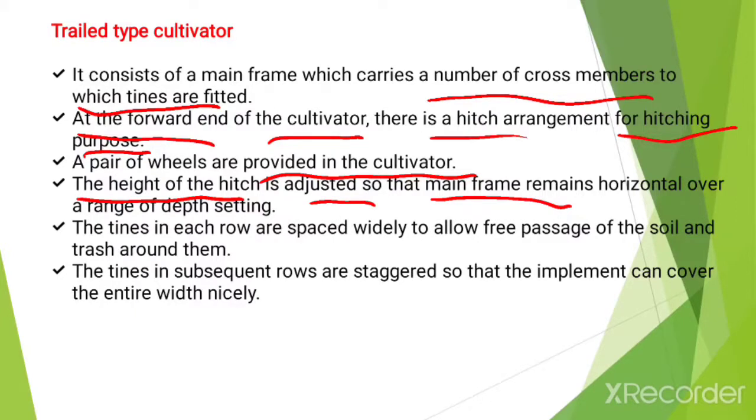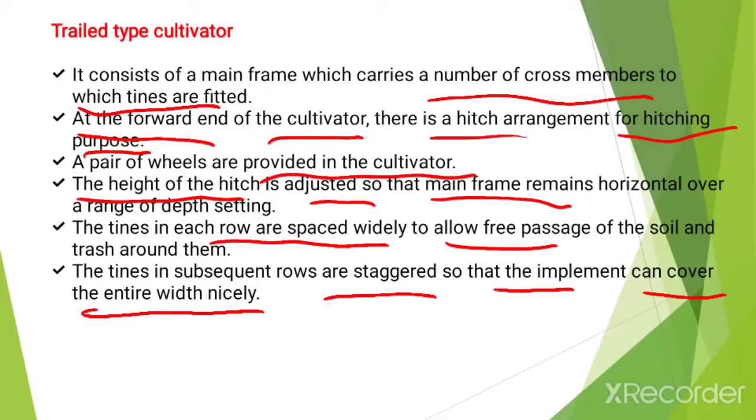The tines in each row are spaced widely to allow the free passage of the soil and trash around them. Then the tines in subsequent rows are staggered so that the implement can cover the entire width nicely. In this case, tines are arranged in staggered form, so whatever residues are left by the first row of tines are covered by another row of tines.